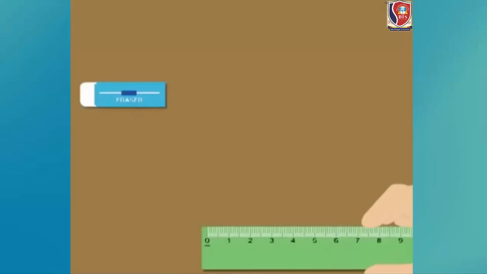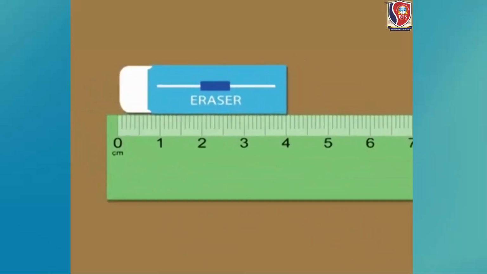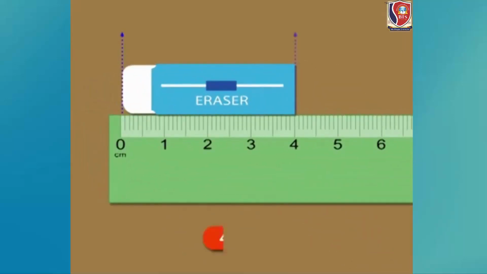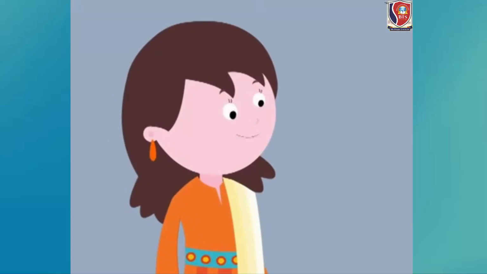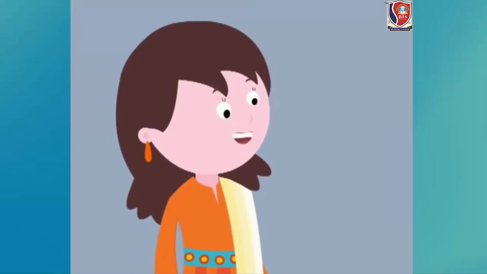Correct. Now let us measure this eraser. I think it is 4 centimeters. Correct. So now you know how to measure the length of small objects.